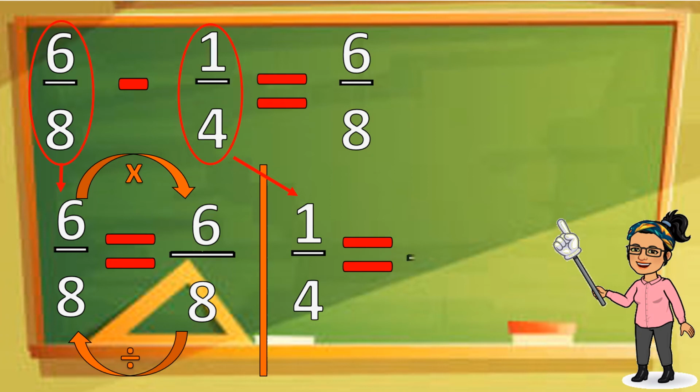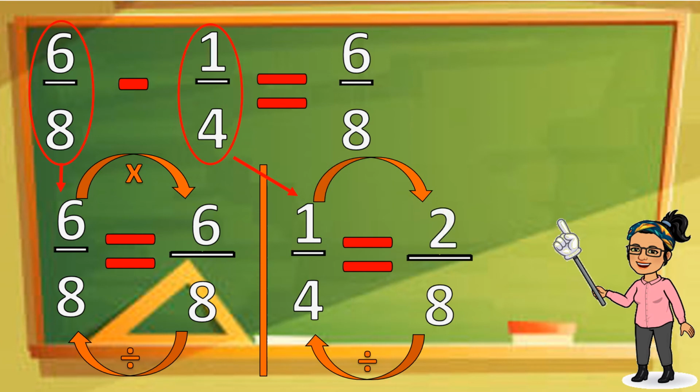Okay, let's do 1/4. So let's change the denominator of the fraction to 8. And then again, we just divide and then multiply. 8 divided by 4 is 2. And 2 times 1 is 2. Okay, so we now have 6/8 minus 2/8.